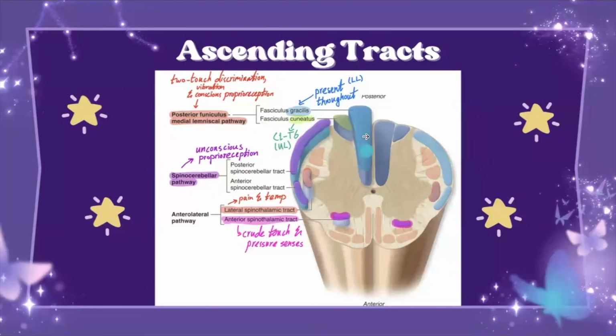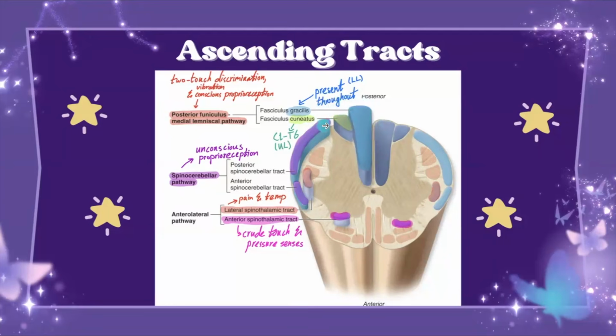Fasciculus gracilis is the one that carries information from the lower parts of the body, and it will be present throughout the entire length of the spinal cord. However, fasciculus cuneatus will only be present in specific areas of the spinal cord, from level C1 to T6. Why? Because it carries sensation from the upper limb. So it's not throughout the entire cord; it only starts to exist when it comes up to the upper limb, okay?